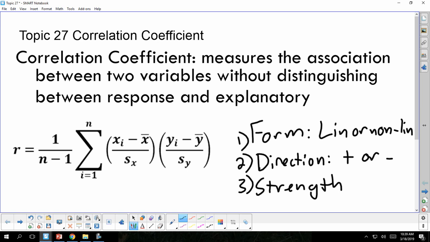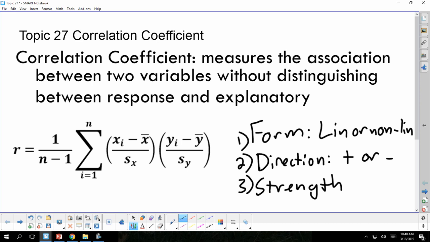What our correlation coefficient does is allow us to identify a numeric value for the strength of that relationship. Remember, it's only the strength of a linear relationship, so we always have to look at the scatter plot first to determine if a linear model is appropriate. The correlation coefficient will also give us one other thing. It verifies the direction, right? Our R can either be positive or negative, depending on the direction of the relationship.